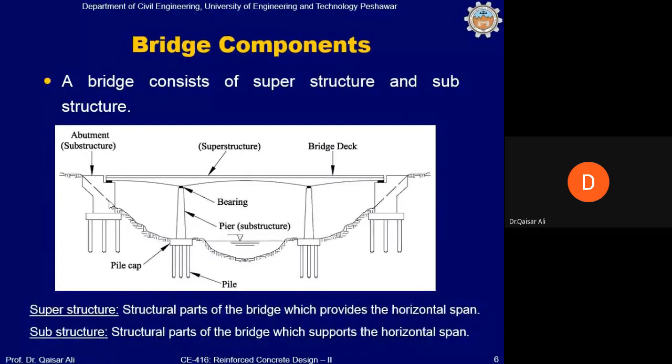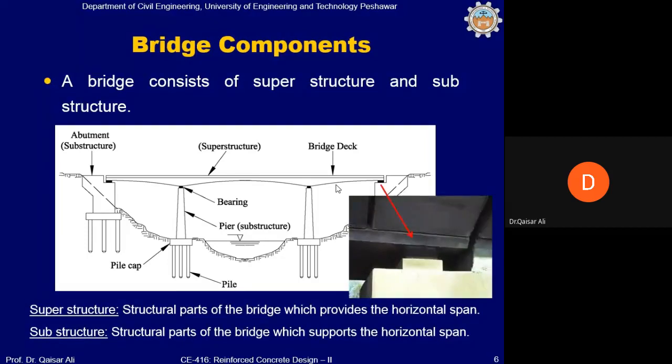Okay. You can also see a pier. Pier is basically part of the substructure which takes load from the horizontal span or superstructure and transmits it to the pile cap, and from the pile cap it goes to the piles. And the bridge deck is usually called the slab. The slab in the reinforced concrete building system is called a bridge deck in bridges, and it is actually the surface over which the vehicle runs.